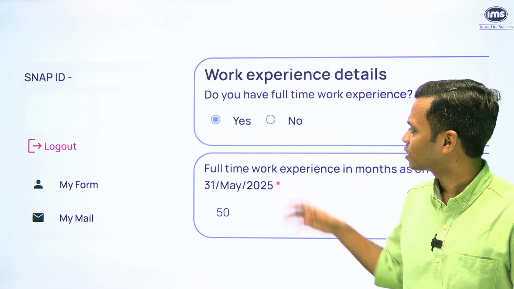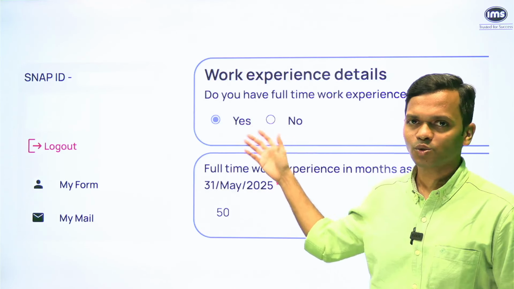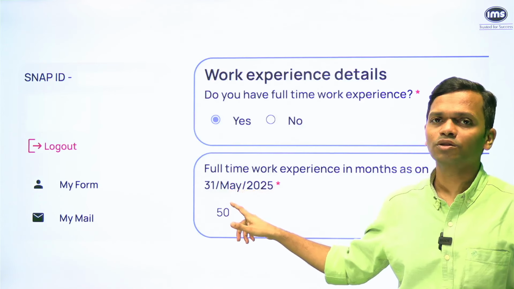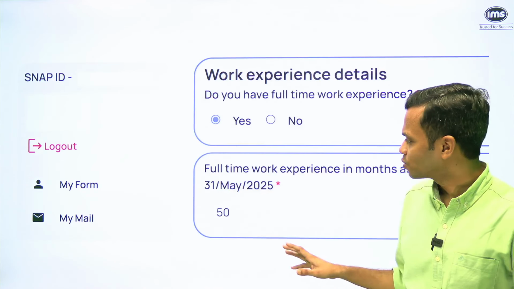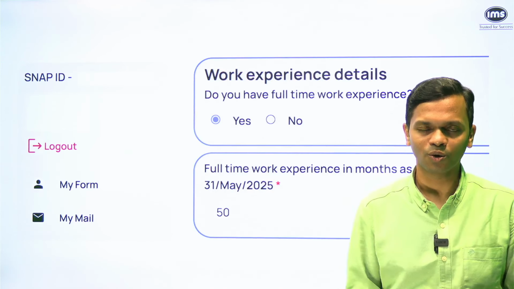So here they're not asking, for example, what is the name of the employer, right? You just have to select yes, no, if you have it, if you don't have it, and you have to calculate it as on 31st May 25. So a lot of students ask, how do I do this calculation, right? I don't know whether I'll continue to work or not.